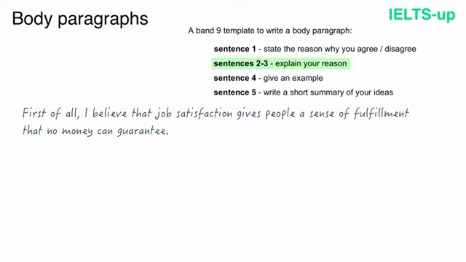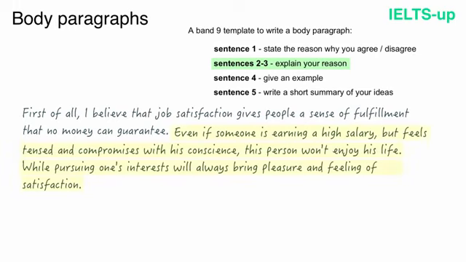Here's how I wrote it. Even if someone is earning a high salary, but feels tensed and compromises with his conscience, this person won't enjoy his life. While pursuing one's interests will always bring pleasure and feeling of satisfaction. Now our supporting point is well explained and the examiner is happy. Move on to sentence 4. In sentence 4, you should give an example to support your opinion.